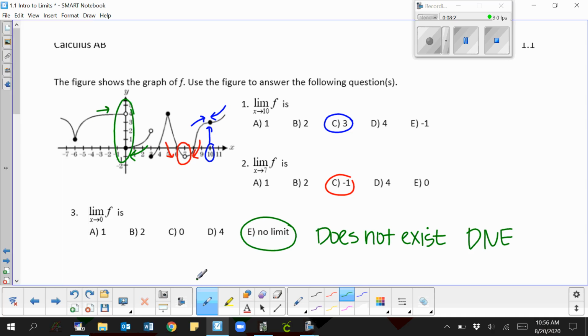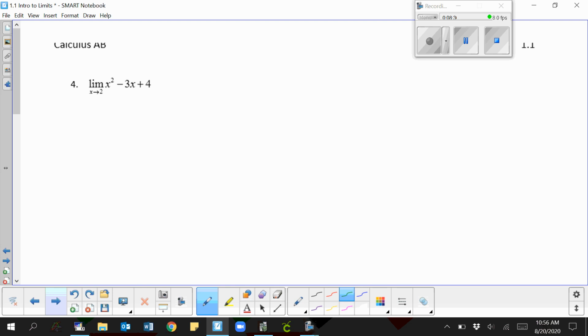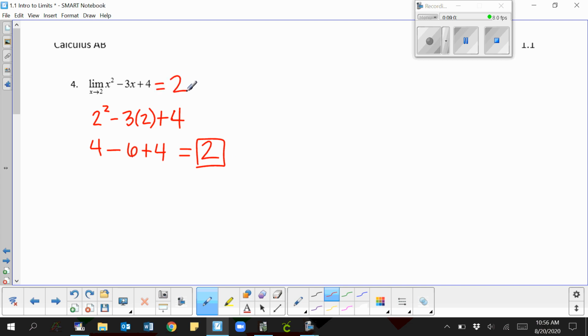All right, let's keep going. Let's look at some more examples. So number 4 says the limit as x approaches 2. So the first thing that you should always do is plug in the number and see if you get a value. So let's look at 2 squared minus 3 times 2 plus 4. So we're looking at 4 minus 6 plus 4. So 4 minus 6 plus 4 is going to give us our value of 2. So the limit right here is just equal to 2. So that one was nice and easy. We didn't have to do anything like a table. You could just plug the value in and find what the limit is.